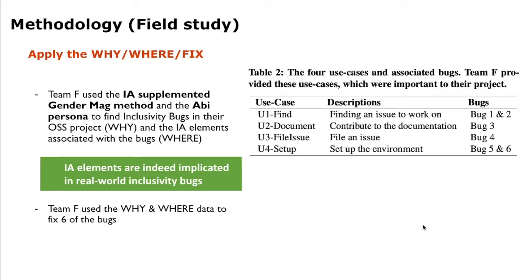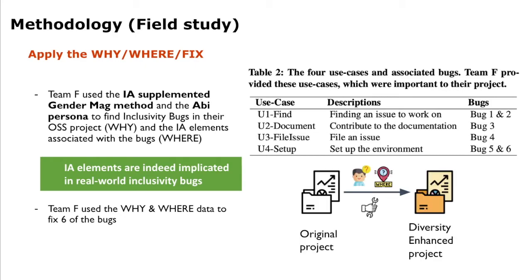Out of the bugs they found, they selected 6 inclusivity bugs to fix, using this criteria. The bug selected had at least one cognitive facet that the information architecture did not support, and second, the bugs were associated with the project itself and not the UI of the hosting platform, example, GitHub or GitLab. By using the why and where data, they fixed these 6 bugs, and the result was the Diversity Enhanced project.